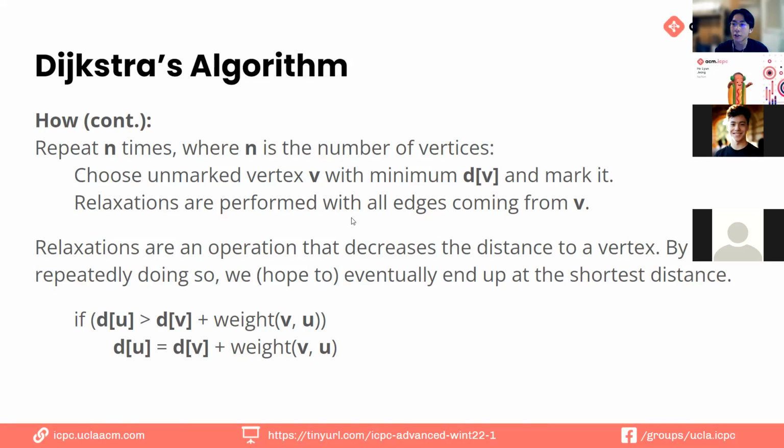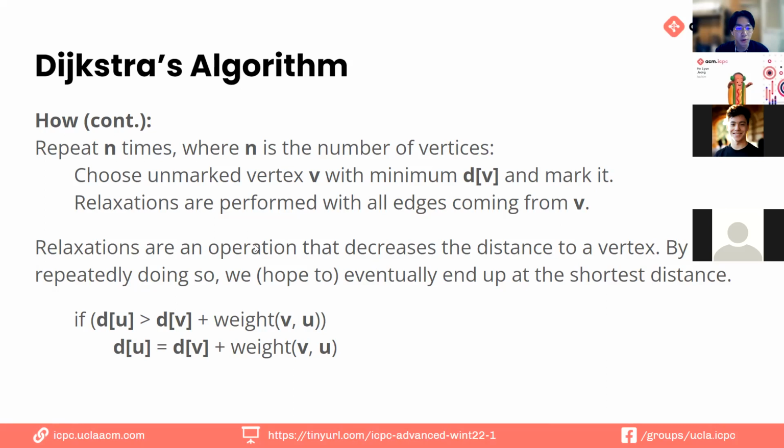Relaxations are kind of like that optimization I was talking about before, where we find a long path and we cut it down and make it shorter and shorter. So that's what we're doing with these relaxations. What a relaxation is in this case: if we have an edge, let's say from U to V or from V to U, we want to do this test right here with this if statement.